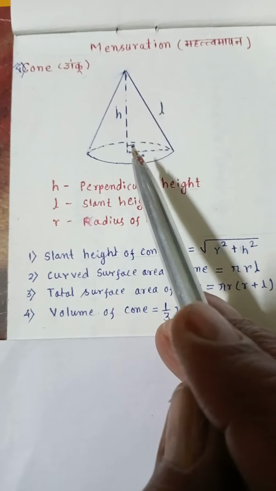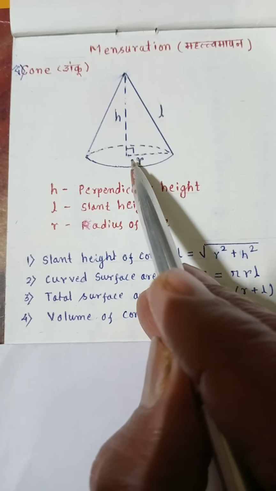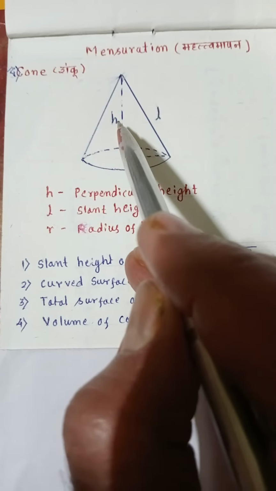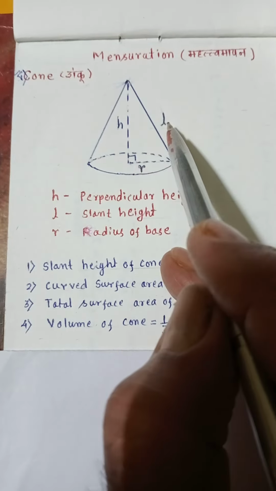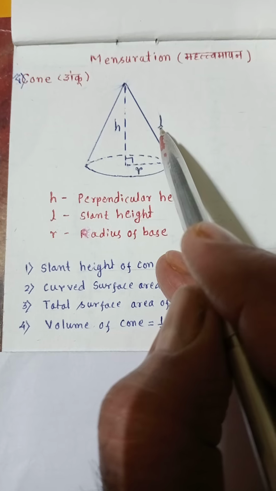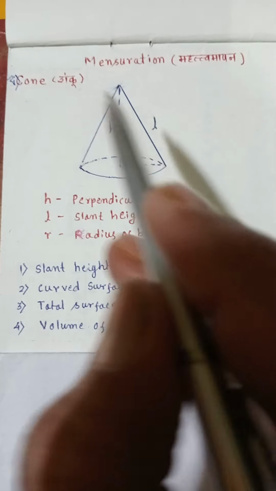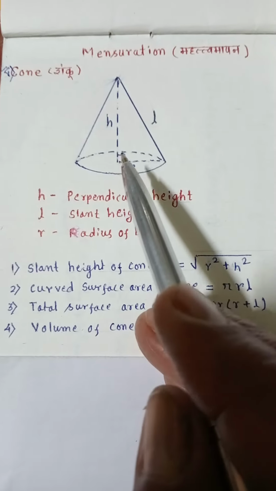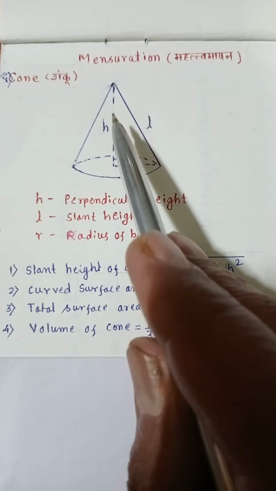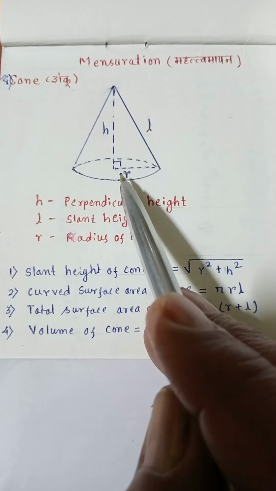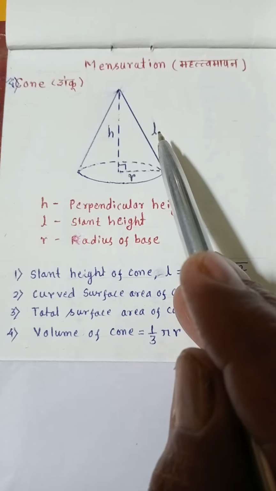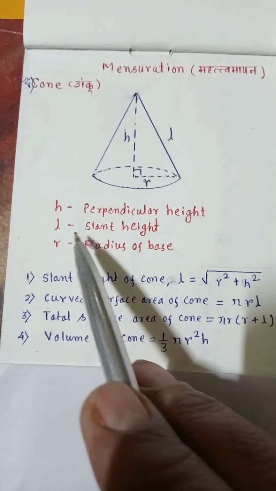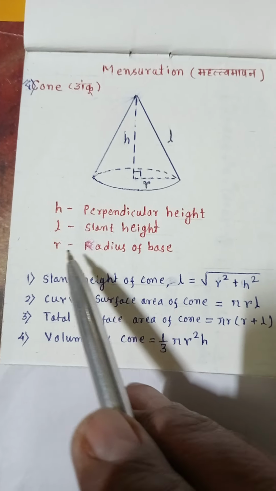In the figure, R is the radius of the base, H is the perpendicular height, and L is the slant height. We have to see the cone, fourth figure. H is perpendicular height, L is slant height, R is radius of base.